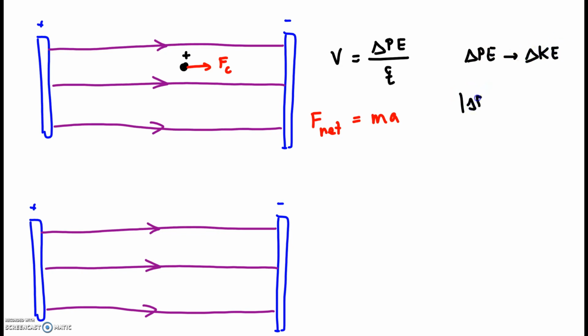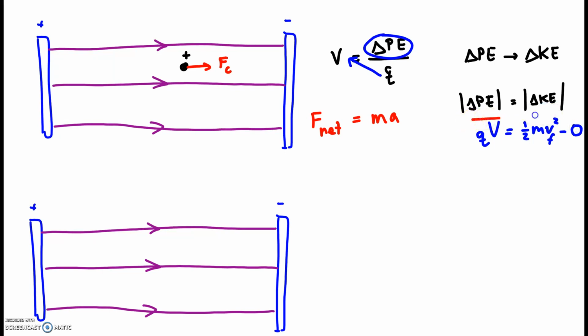The charge loses potential energy, so the delta is negative, and it gains kinetic energy, so that delta is positive. But delta PE, if we cross multiply, is Q times the potential difference. The change in kinetic is final minus initial, and we'll assume it starts at rest. This equation is useful when solving problems. The little v, lowercase, is speed. Capital V is potential difference.